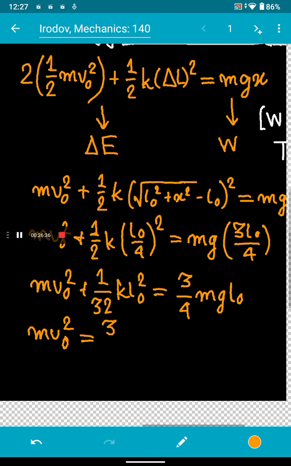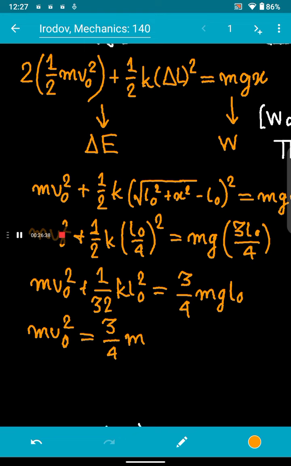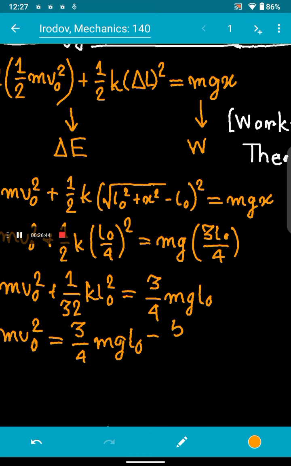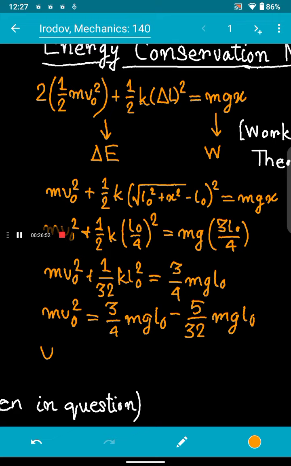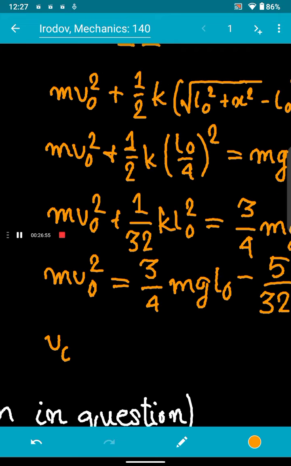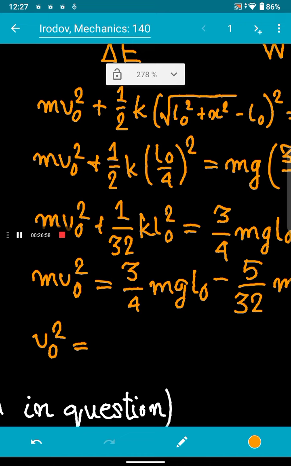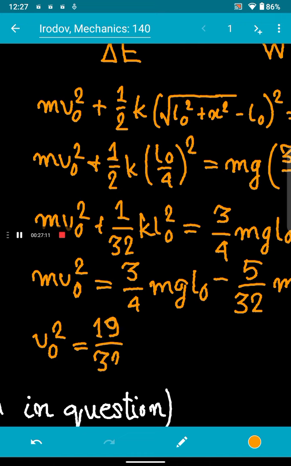So let's take that over to that side. It will be 3 by 4 mgL0 minus 5 by 32 mgL0. Let all the m's cancel, so you will only have v0 square equal to, if you subtract 5 by 32 from 3 by 4, this 3 by 4 is basically 24 by 32, this is 5 by 32, so you get the same answer, 19 by 32 into gL0.